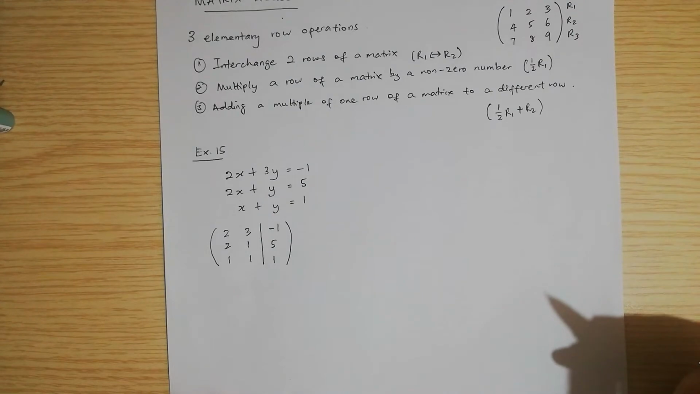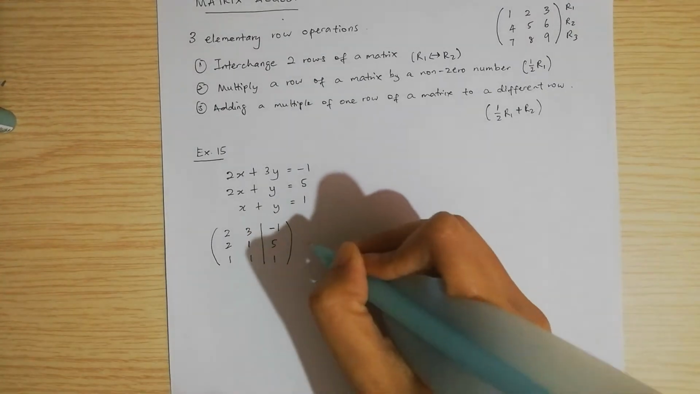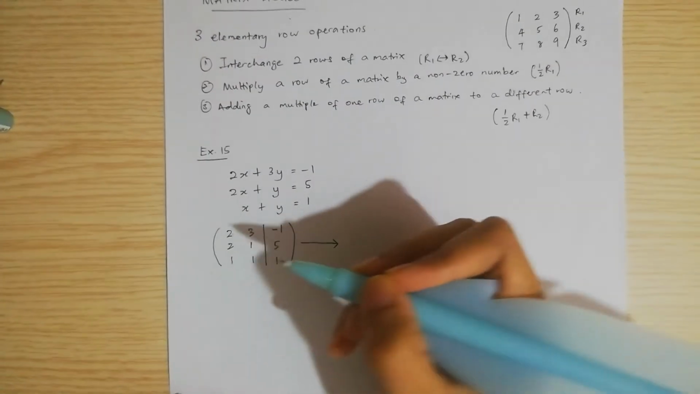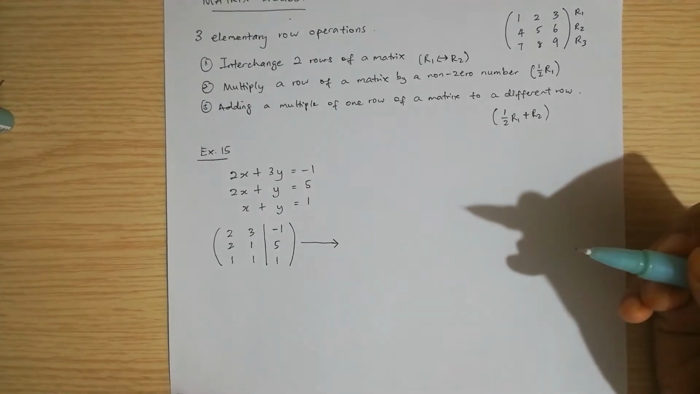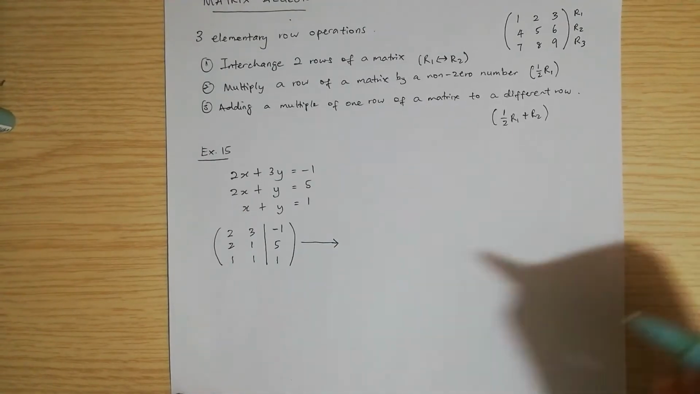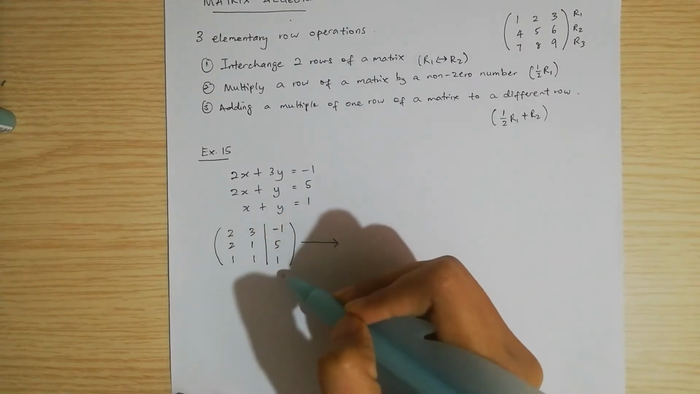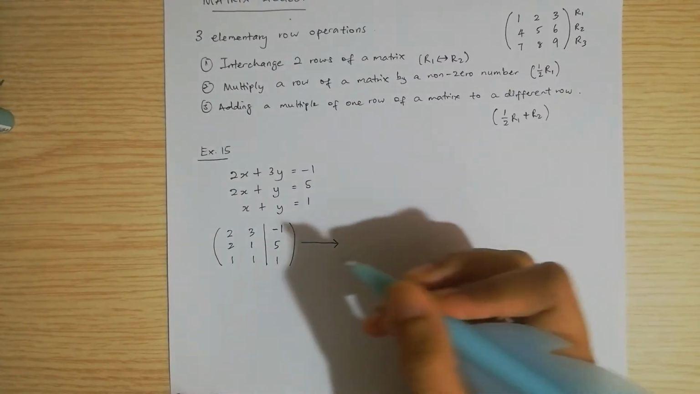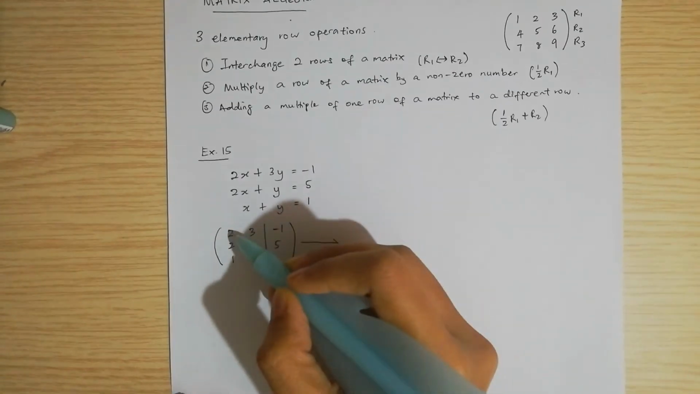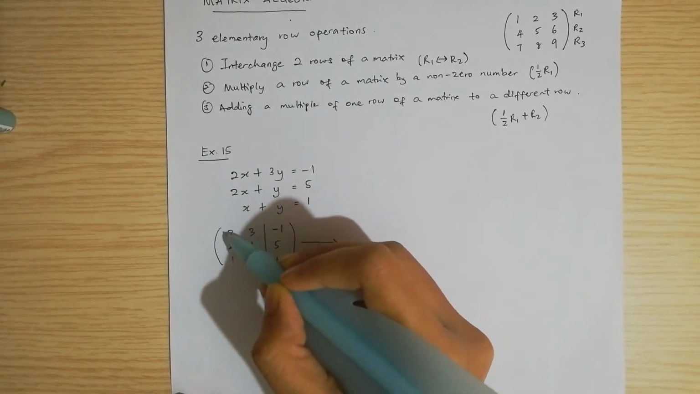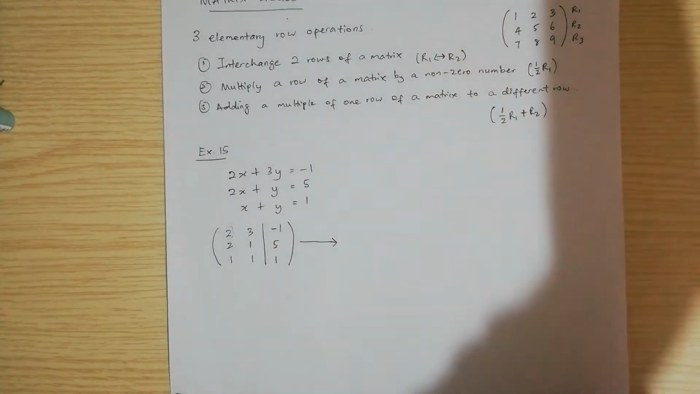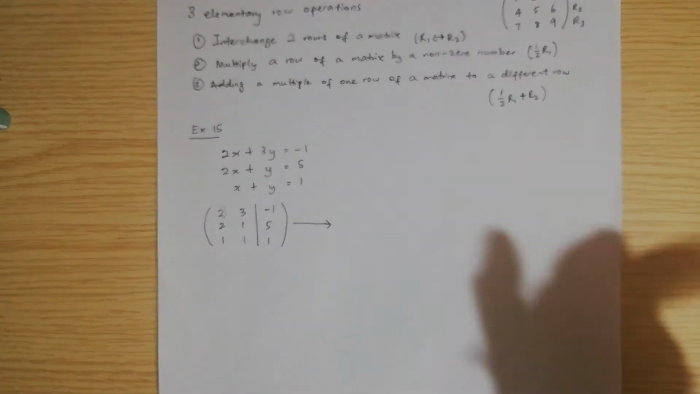Now we want to solve this using the Gauss-Jordan method. So the first step: it's always our aim to have an identity, but in this case, because this is a 3 by 2 matrix, you cannot get 1, 1, 1 in the diagonal because there are three rows here. The first step is to make the first entry here equal to 1.